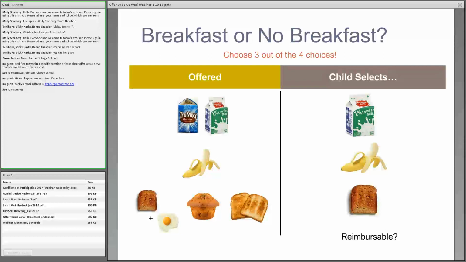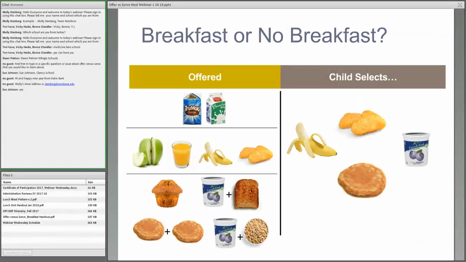Sue is saying yes. Great. Anybody else have a vote here? Is that reimbursable? Yes, it is. And why is it reimbursable? The most important thing is it has 3 out of the 4 components with half cup fruit.